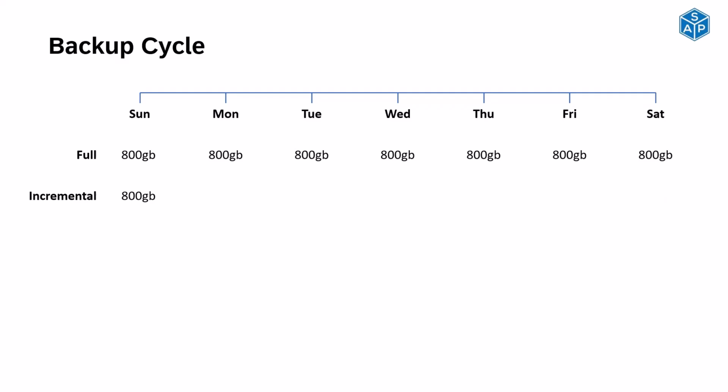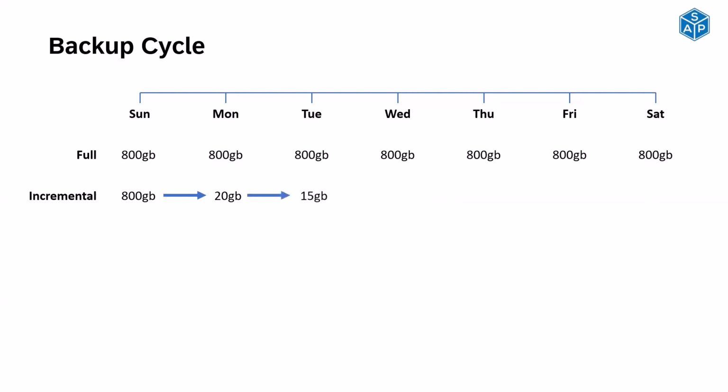Now Monday comes. What happens on Monday? There was only a difference of 20 GB on the database. Only 20 GB of data was changed. So what will the incremental backup do? It will only back up the changes which happened since the last full backup or since the last backup. Only 20 GB of data will be backed up on Monday.